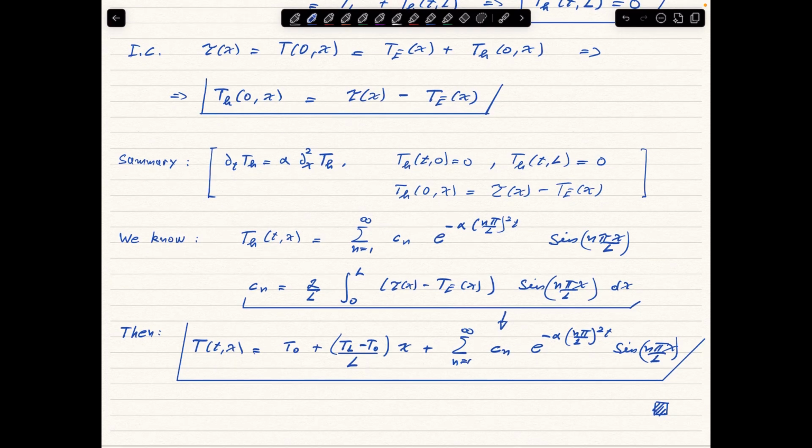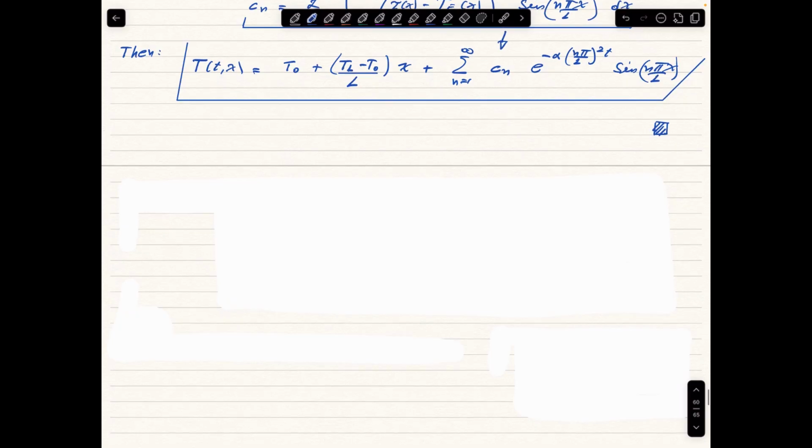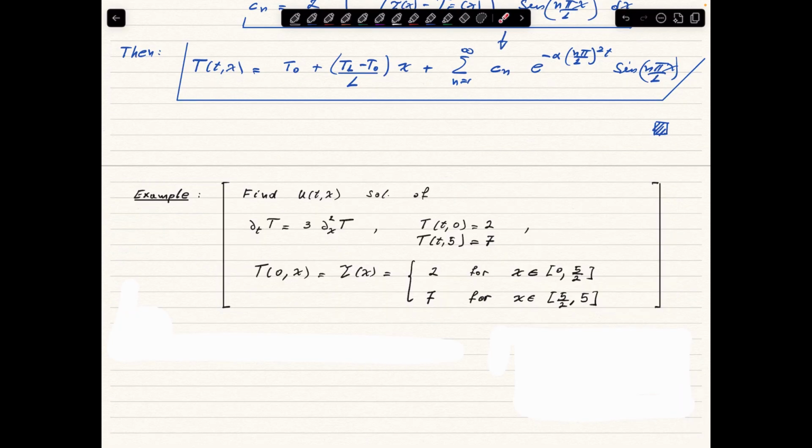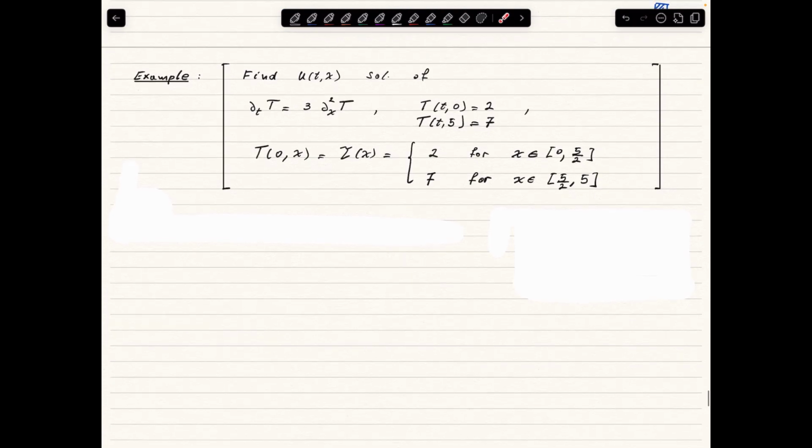Okay, let's solve one problem to see how this idea works. Suppose we want to find, but here we want to find T, not u. We want to find the function T of time and position, solution of the heat equation. Here we have a particular thermal diffusivity with non-homogeneous Dirichlet boundary conditions. The boundary conditions are at x equals 0 and x equals 5. These are the two temperatures that we have.